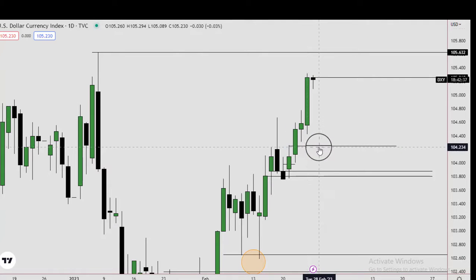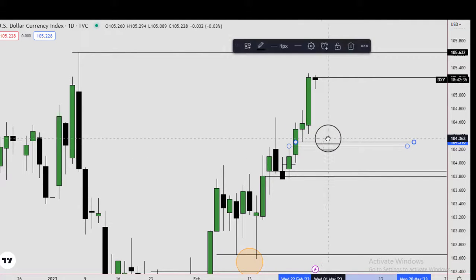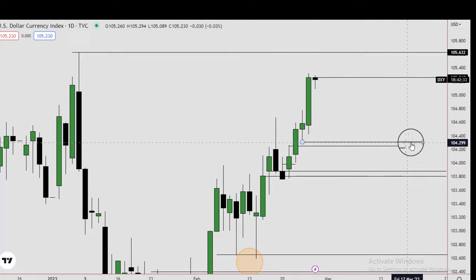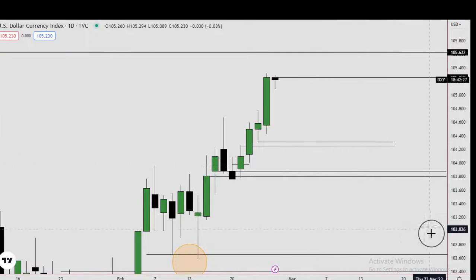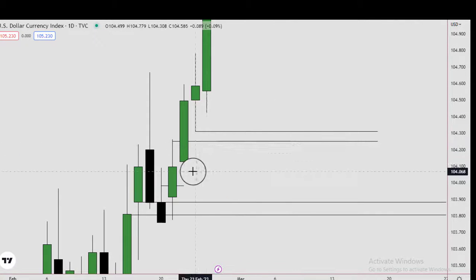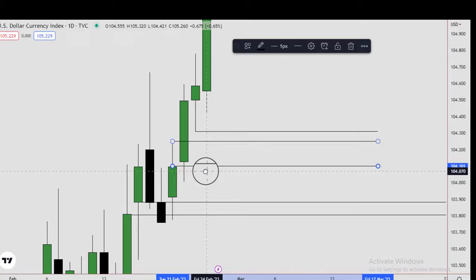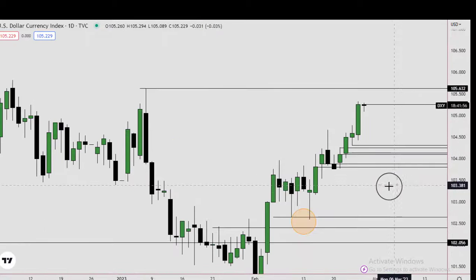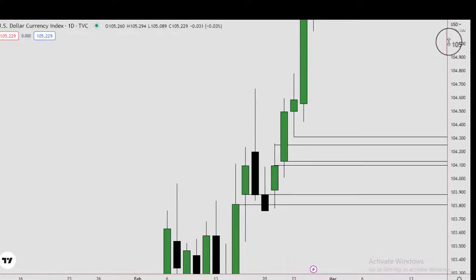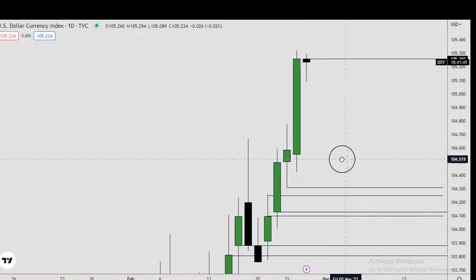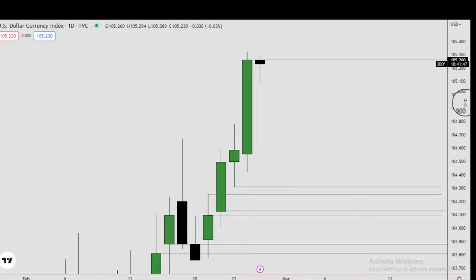I'm looking at this fair value gap, for price to form the low of the week at this fair value gap, or price may as well trade into deeper levels, which are this volume imbalance. So on the daily time frame, I'm looking at price retracing into these specific levels to form the low of the week before we start to trade to the upside.